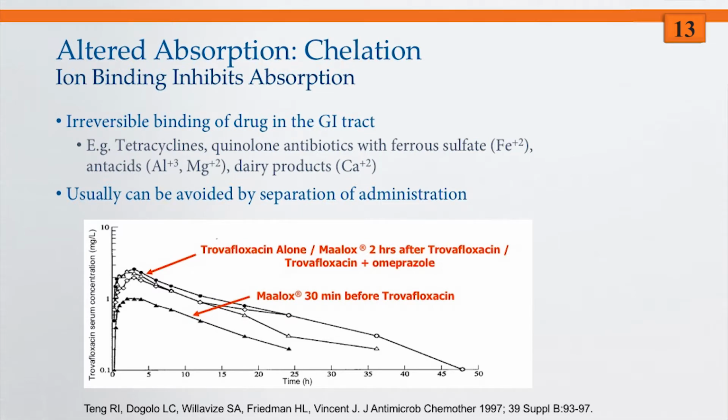Usually this can be overcome by separating the administration of the ion. These are things that are typically found in multivitamins or in antacids. So in this example here with trovafloxacin, a quinolone antibiotic, you can see when administered alone relative to co-administration with Maalox just 30 minutes before the trovafloxacin, there was a big impact on exposure of trovafloxacin. However, if the Maalox was given 2 hours after, there was a negligible effect on the absorption.